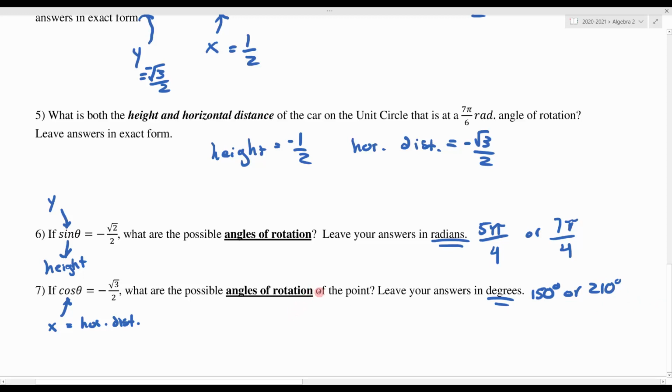All right, guys, that's it. Unit circle is awesome and makes all these problems that we've been struggling with for a couple weeks now a whole lot easier. So make sure you give it a try. See if you can answer those questions. They're pretty simple.